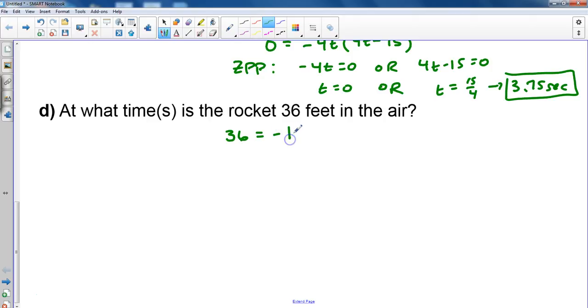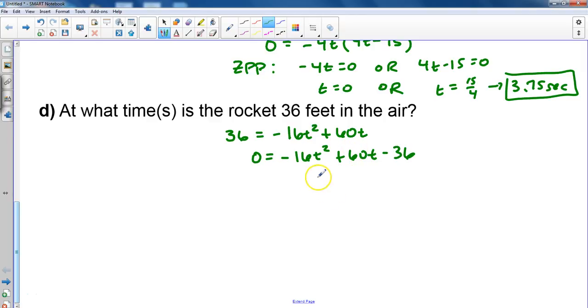And we know that our function models the height. So negative 16t squared plus 60t is going to be equal to 36. So when is this function equal to 36? Or in other words, when is our rocket equal to 36 feet in the air? So just like any quadratic that we solve, we want to get all the terms on one side and compare it to 0. So we're going to move that 36 over. And we now need to solve this quadratic.